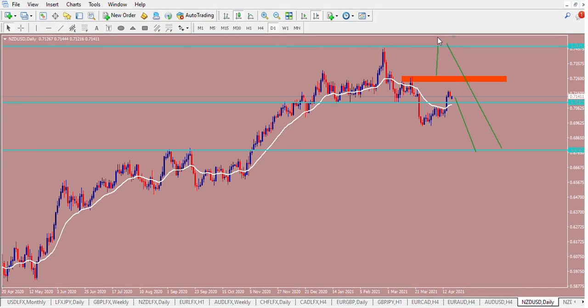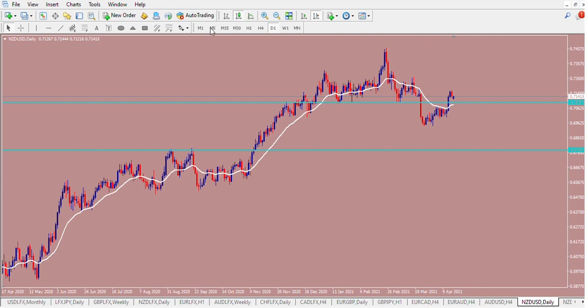But everything still depends on the USD index. We need a break in market structure from the USD index to give us the strength. But for now, USD is weak. So that is that for NZD/USD.